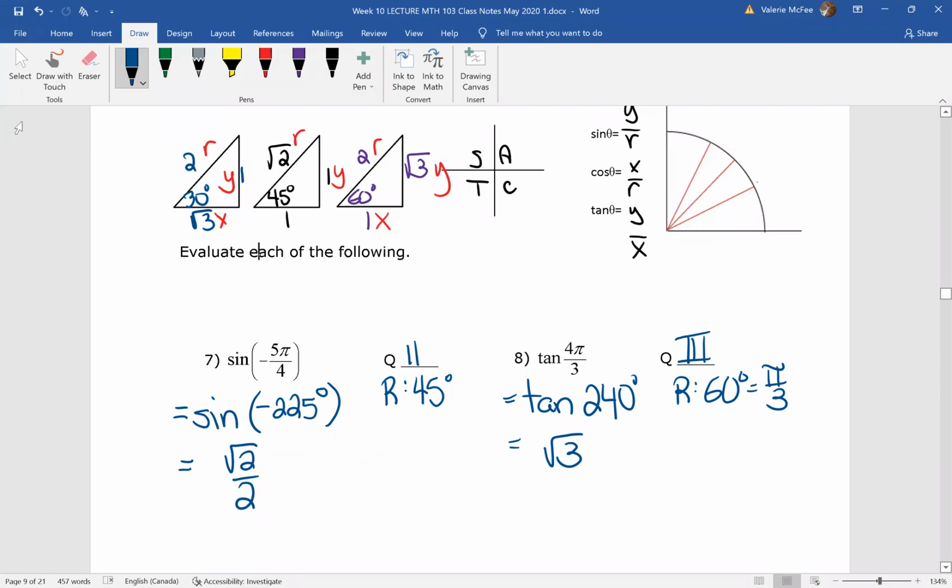So in question 7, if you changed it to degrees, negative 225 degrees, that takes us to quadrant 2. In quadrant 2, sine is positive, so I can keep a positive sign. And I see my reference angle is pi by 4 or 45 degrees. So sine, y over r, rationalizes to root 2 over 2. Tangent of 4 pi by 3 radians is the tangent of 240 degrees in quadrant 3. In quadrant 3, tangent is positive. I don't need a negative sign there. I can see my reference angle, 60 degrees, tangent of 60 degrees, y over x.